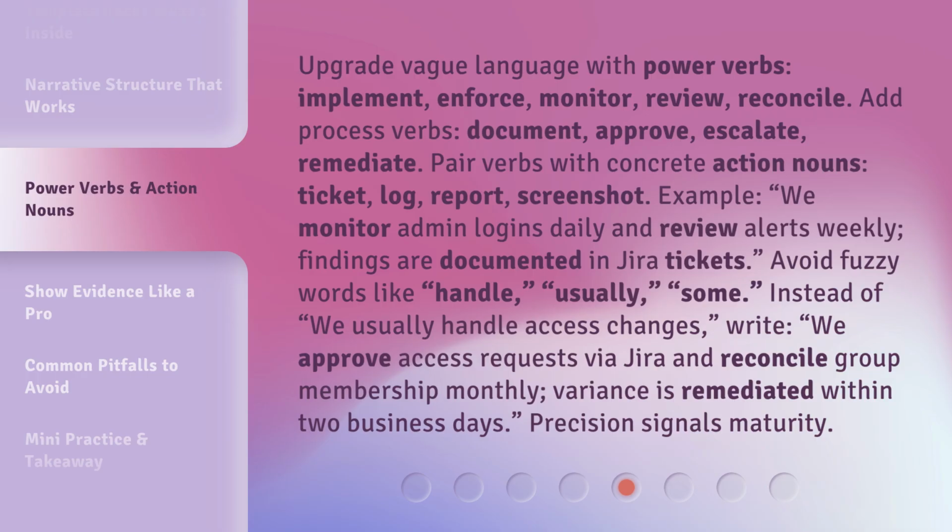Avoid fuzzy words like handle, usually, some. Instead of "we usually handle access changes," write "we approve access requests via JIRA and reconcile group membership monthly. Variance is remediated within 2 business days." Precision signals maturity.